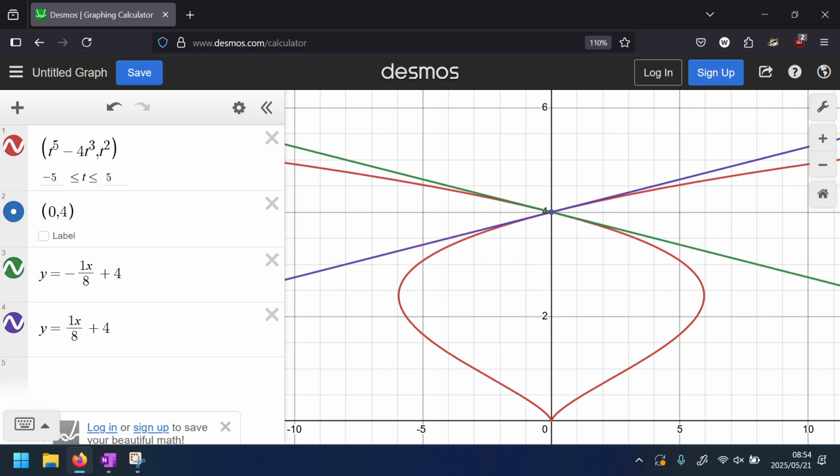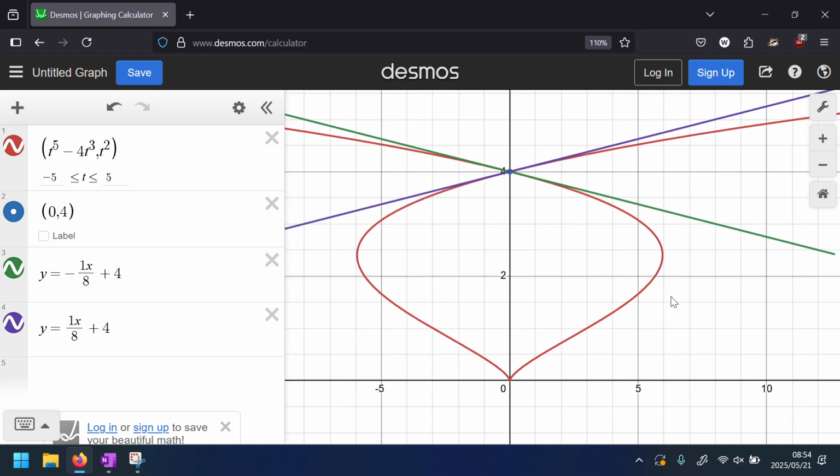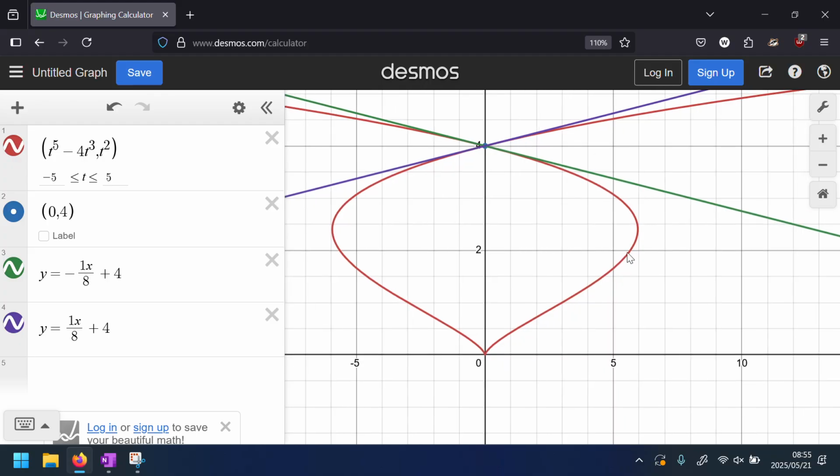Okay, so we get 2 tangent lines at that point. But if we look at another point, like over here, we're only going to have 1 tangent line. So it depends on where you are. But if there's a self-intersection point, you're going to have 2 tangent lines. Does everyone see that? Okay.